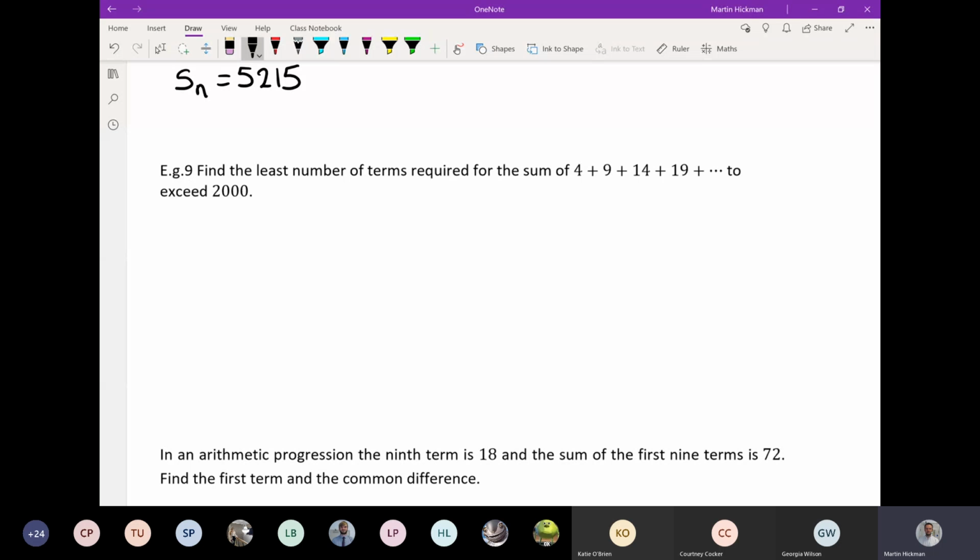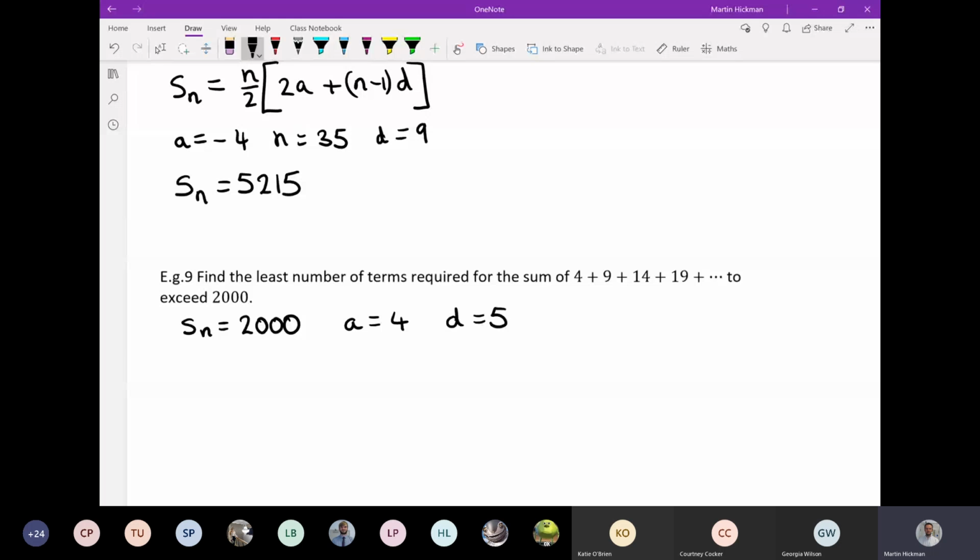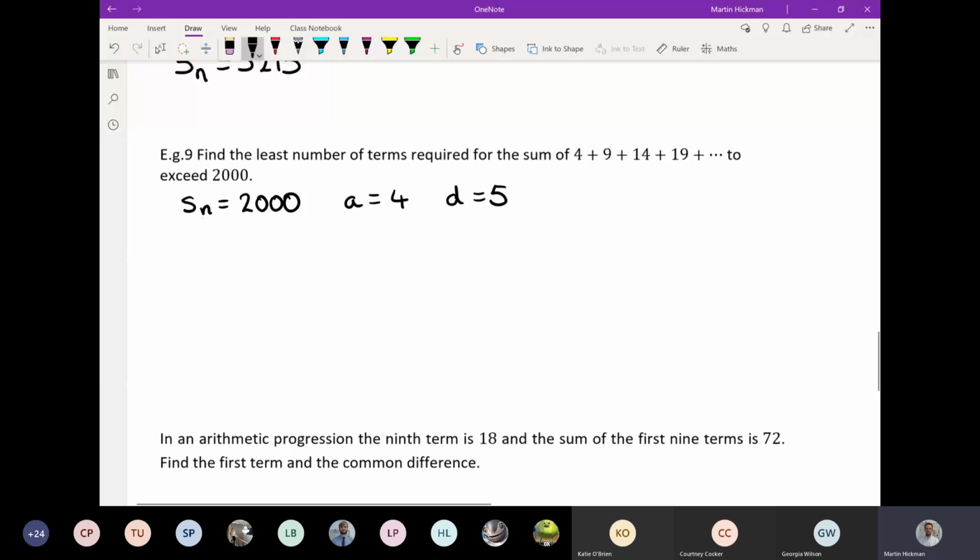So how I'm going to treat this is I'm going to think of this series having a sum of 2,000, where A is the first term of 4, and D is the common difference, which is 5. So what I'm going to do is use the formula again. I don't know what the last term is. That's actually what I'm trying to find. So I'm not going to use the second form of it. I'm just going to use the first form. So I'll just write that formula down there again.